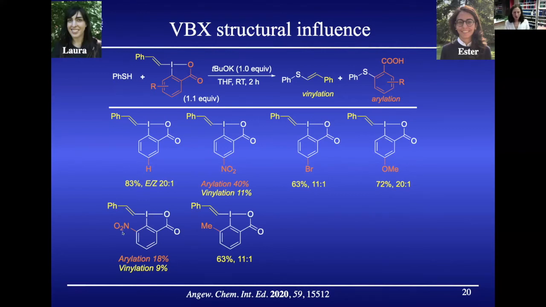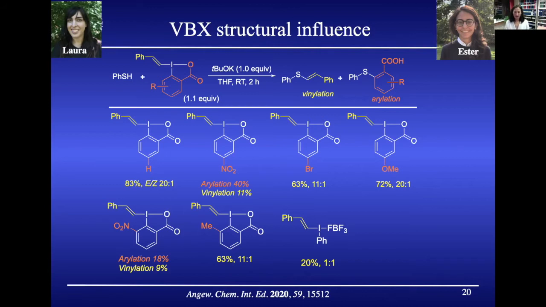Going for ortho substituents, you see again a nitro group in the ortho position is really poor for chemoselectivity as well as yield. So again, the arylated product is the major one. And then if we put a methyl group in the ortho position, there are several papers showing that if you have a methyl or a methoxy substituent in the ortho position, you get a big difference in reactivity, but we did not see so much of that. So the yield was a bit lower and the selectivity was also a bit lower.